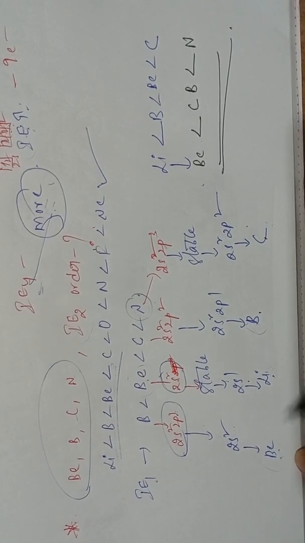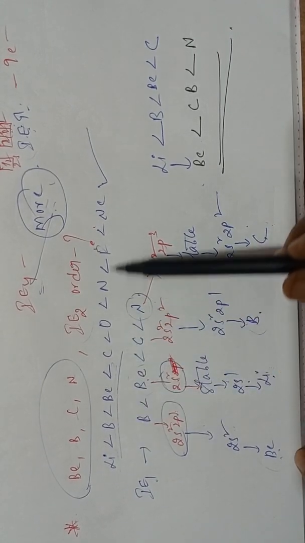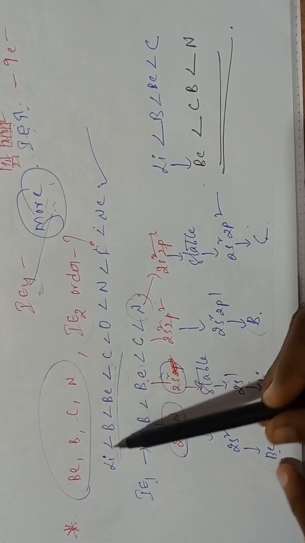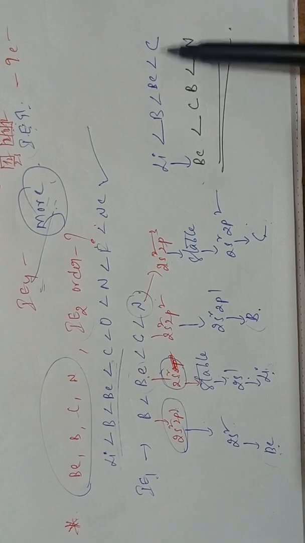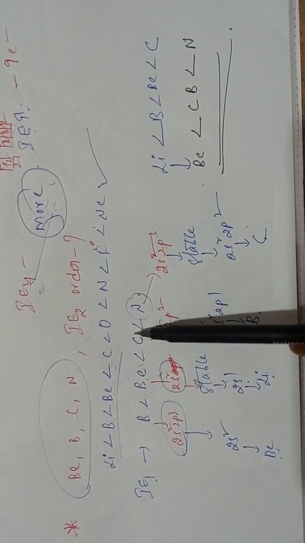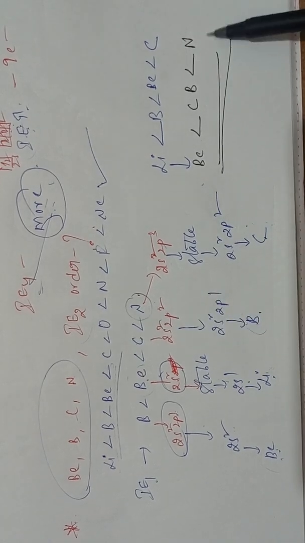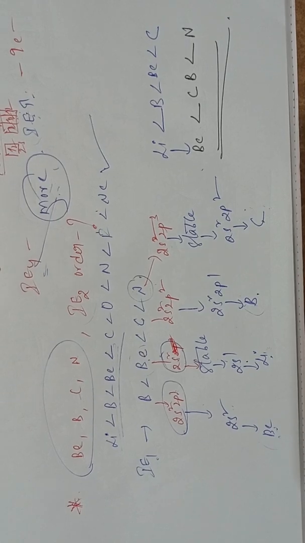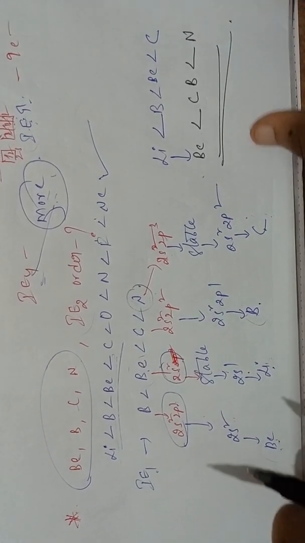Understanding? After that you have to observe these elements in this order and write it fast: lithium, beryllium, boron, carbon, nitrogen. This is the correct order, students. Are you clear? So this is about the ionization energy.